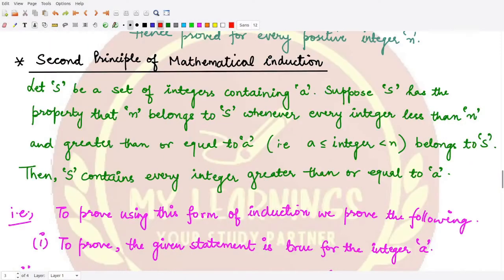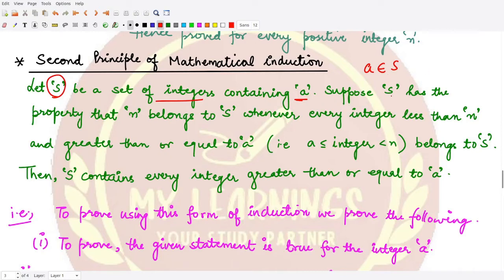Now next, let us move on to the second principle of mathematical induction. Let's see what this principle tells us first. Suppose S is the set of integers which contains A. So A is present in the set S. That is what we are seeing initially.